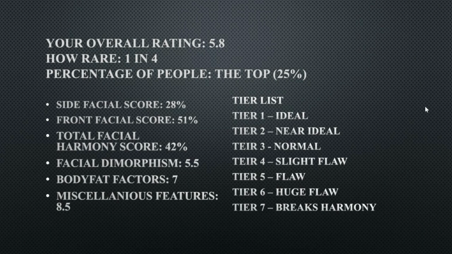So the tier list: tier 1 ideal, tier 2 near ideal, tier 3 normal, tier 4 slight flaw, tier 5 flaw, tier 6 huge flaw, tier 7 breaks harmony.